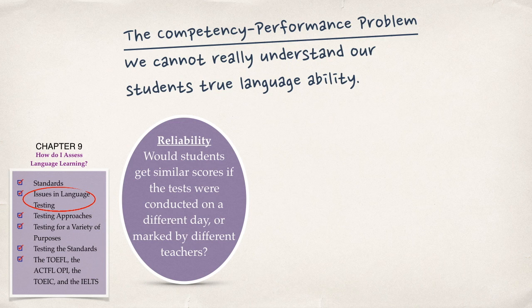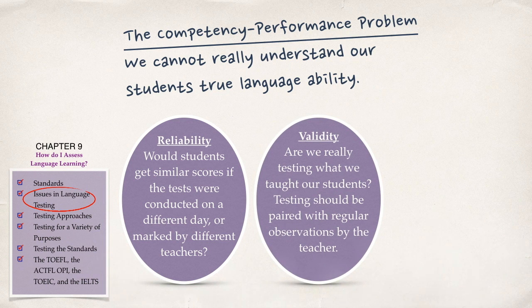Second, we have validity. Now we need to ask ourselves how much the test we have made reflects our lessons and our goals. If you have a lot of grammar-related test items for an English conversation class, the validity is probably going to be low. Carefully observing our students on a regular basis can help increase the validity of our tests.